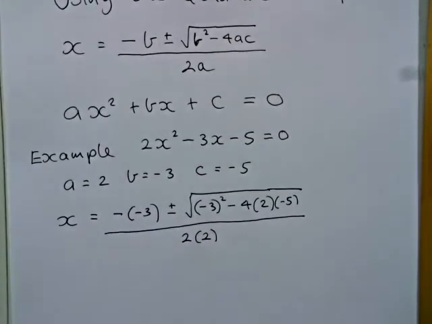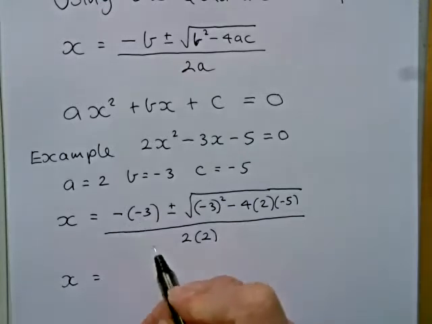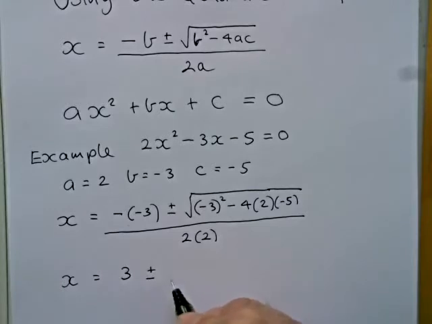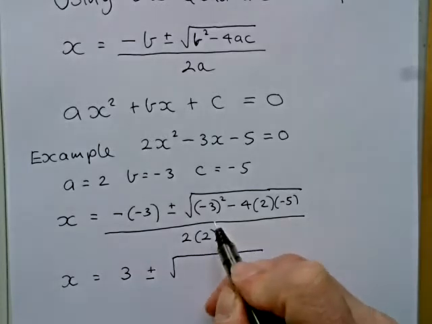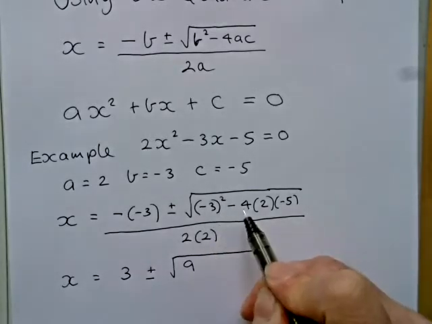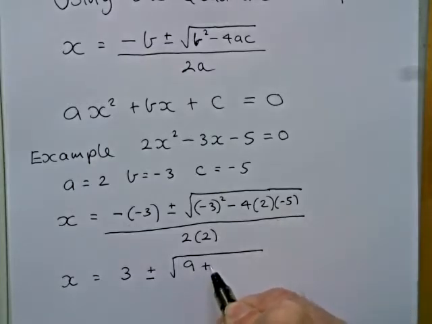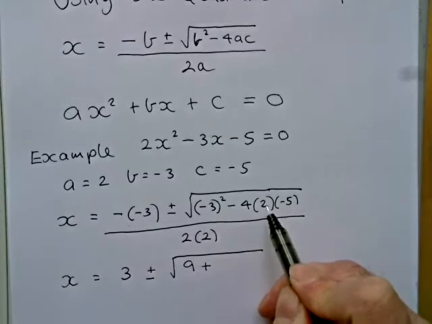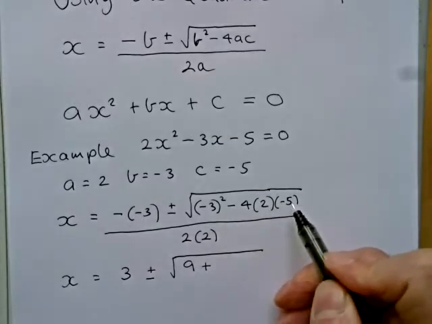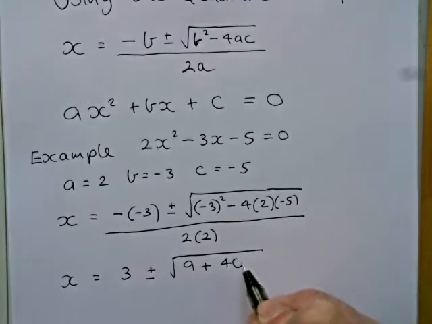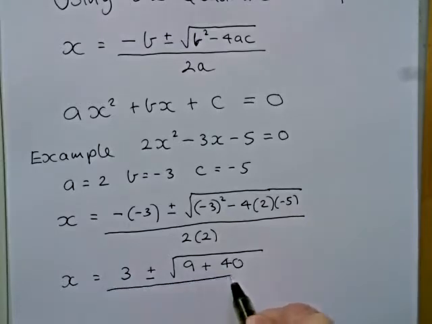So let's now go through and deal with these negative numbers. A minus gives us a plus. Still got two parts to the equation. We'll deal with the separation when we've sorted out inside the square root. Minus 3 squared is 9. Now you've got minus 4 and a minus 5. A minus times a minus gives us a plus. 4 2's are 8, and 8 times 5 is 40. And then that all divides through by 4. We'll do 2 2's are 4.